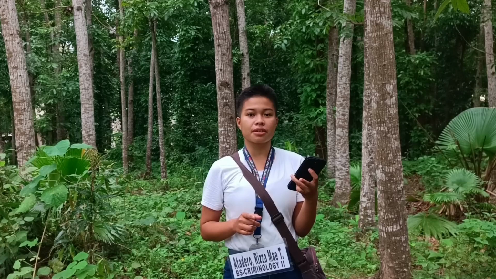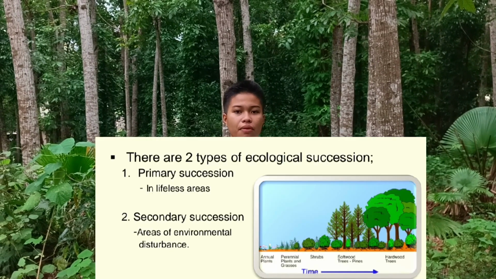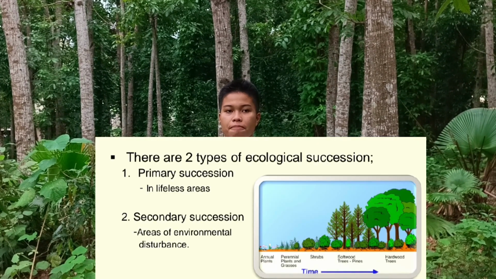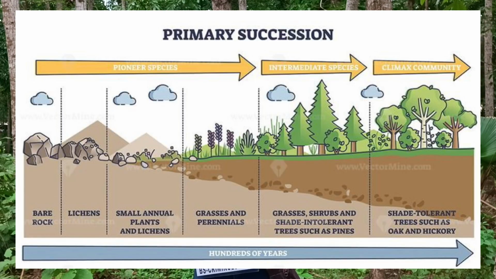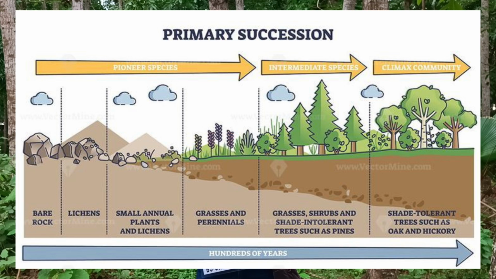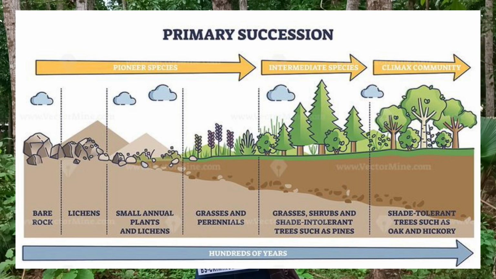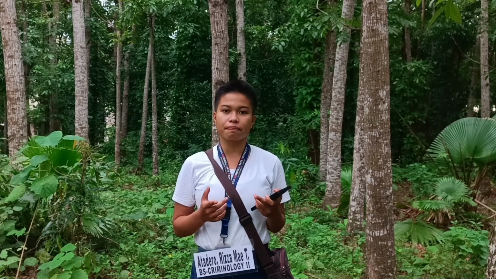So there are two types of ecological succession. The first one is primary succession and the second is secondary succession. Talking about primary succession, it refers to areas that are lifeless. It is community development in an area that has not previously supported life.